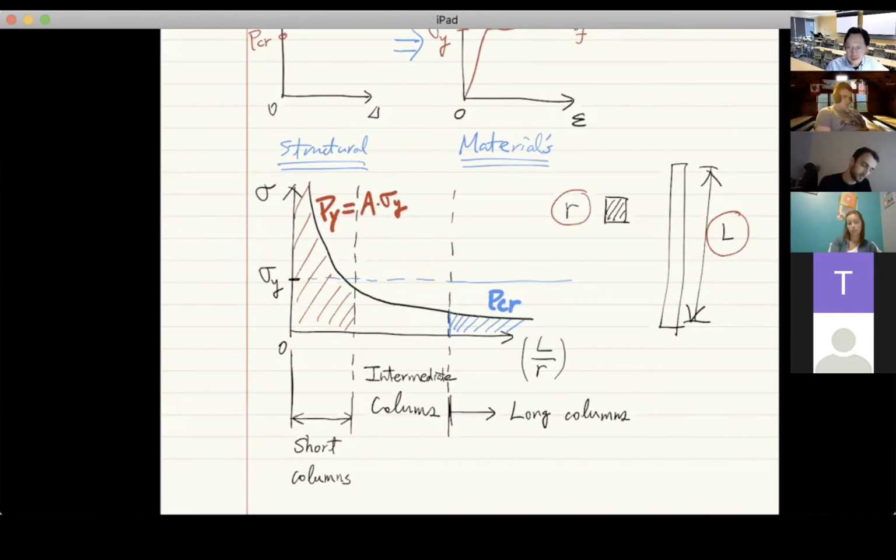That's easy. But in between, we're not going to use PCR, and we're not going to use PY. We're going to use P failure, which we call PF, because it's not simply PCR, nor is it just PY. It's a combination of these two. And tonight we will also show you how we can calculate this force.